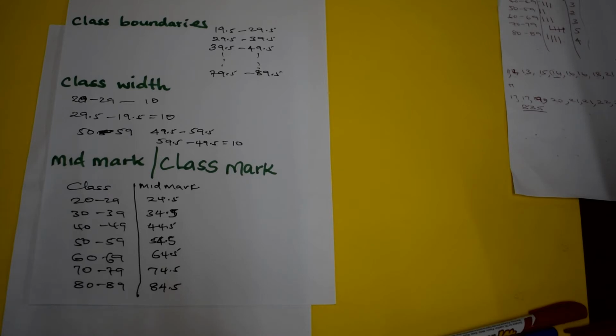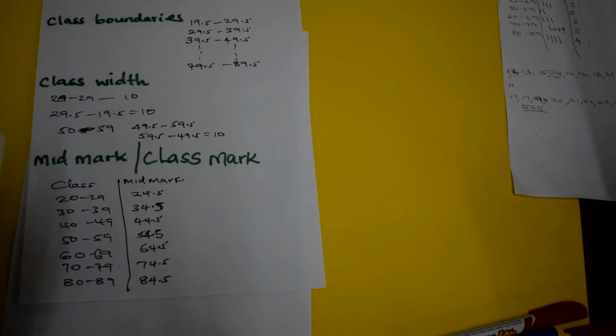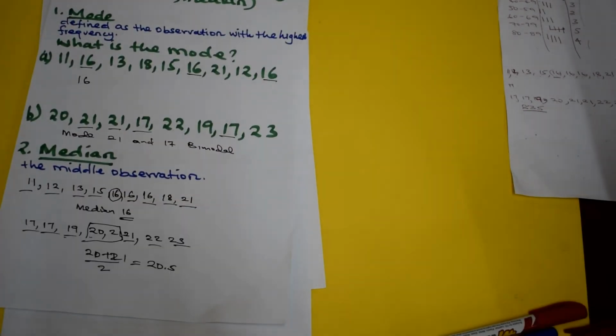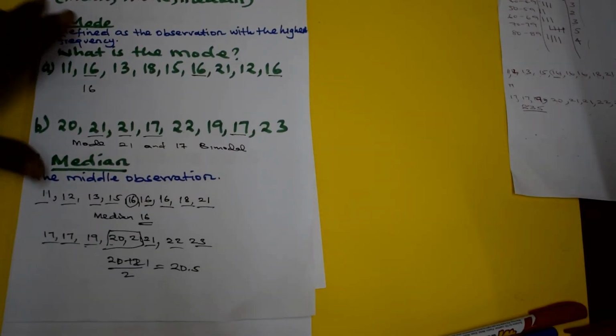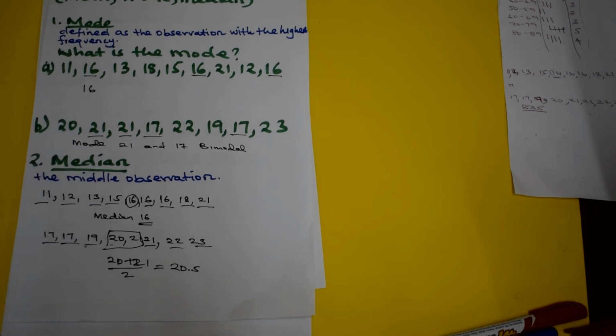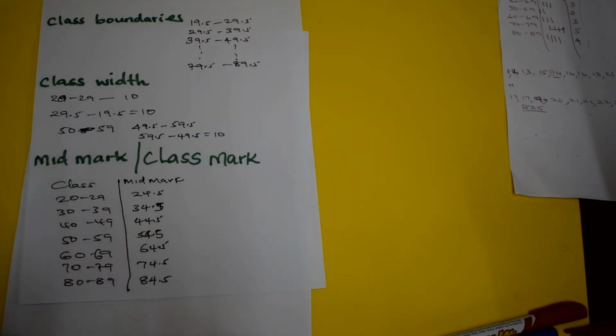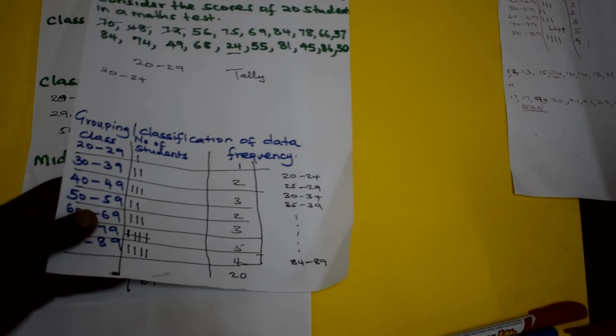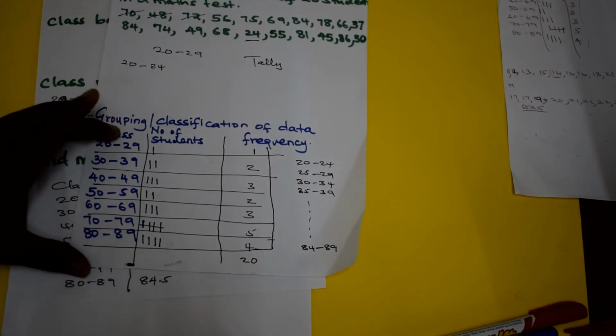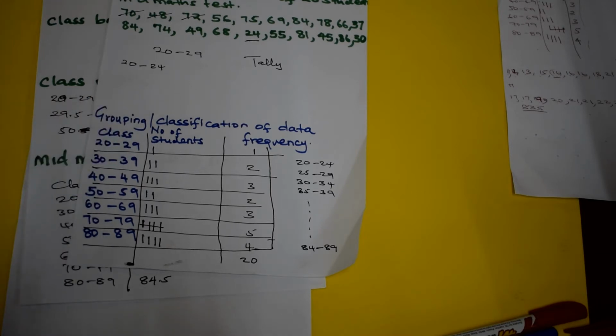So we are going to see how we now calculate using grouped data. The one we had here is called ungrouped data, and that's how we use ungrouped data to calculate the mean, median, and mode. When data is grouped, it is in this form. So we are going to use this data in this form so that we are able to get the mean, median, and mode.